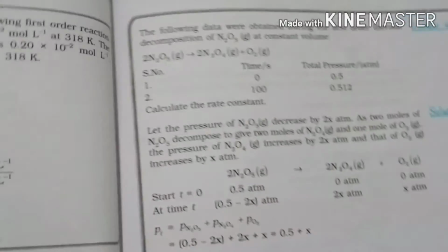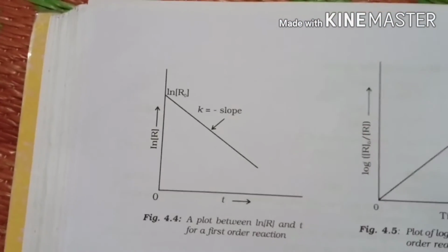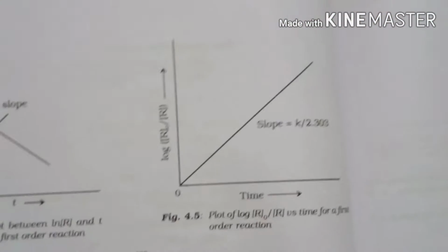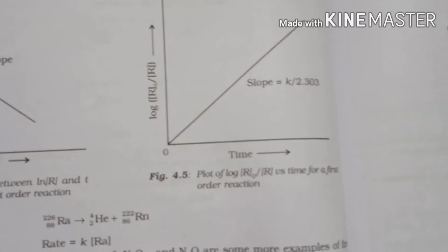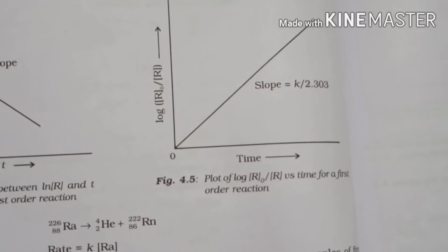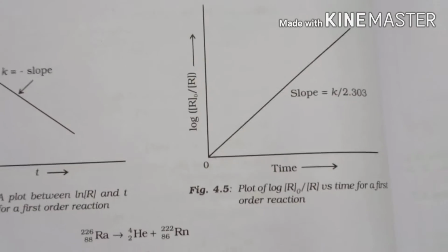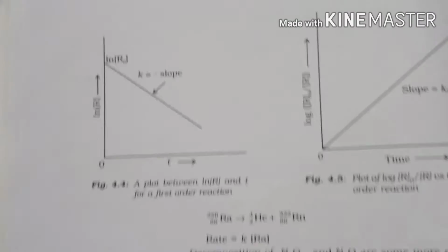Now we will go to the graphs of the first order reactions, which we have already discussed. The first graph is a plot of ln R versus t for the first order reaction. The second graph is plotted as log of R naught by R versus time t. So let us see one calculation based on this.